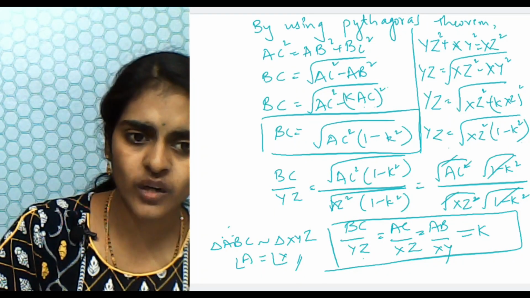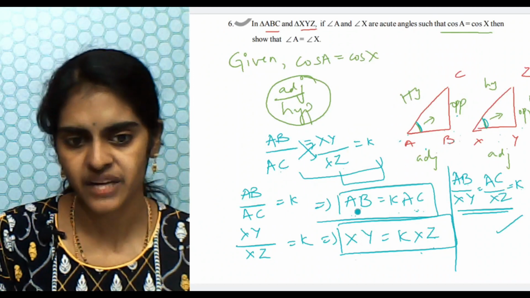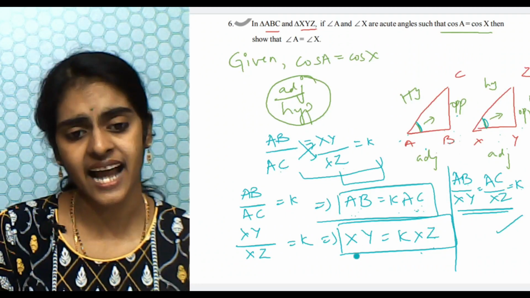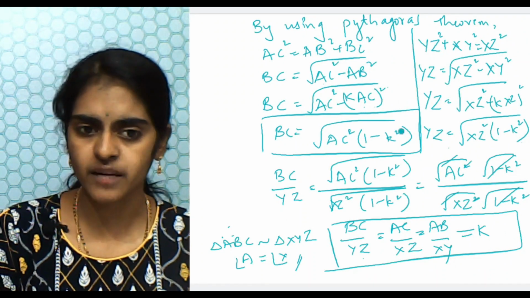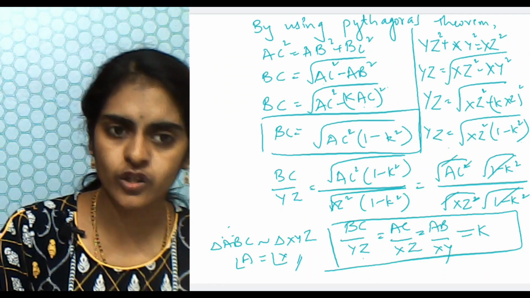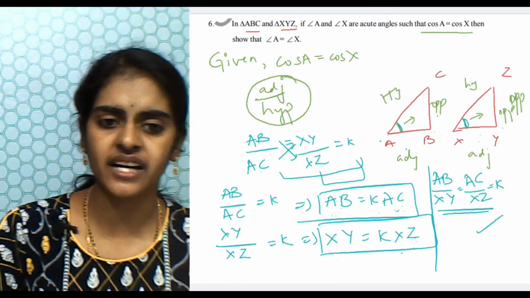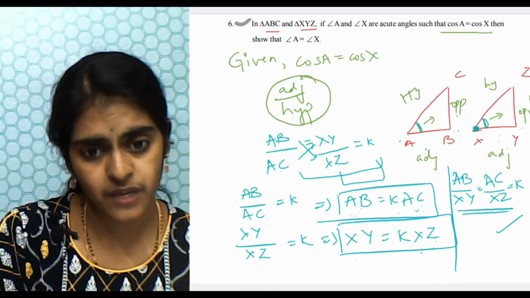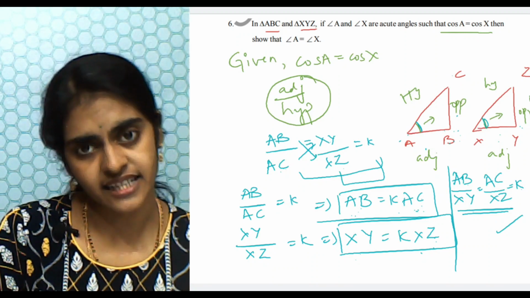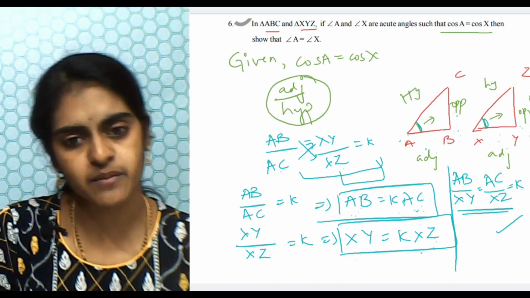But here you know AC and BC you have a relation. AB equal to kAC and XY equal to kXZ. So that we are substituting here, on both the sides. And then I told you here in this triangle we are trying to find out the ratios, the ratio of corresponding sides, AB by XY, AC by XZ. So similarly, let us find what is BC by YZ.